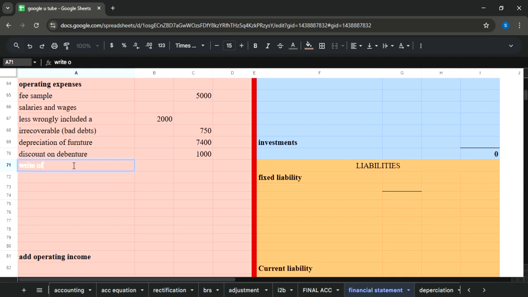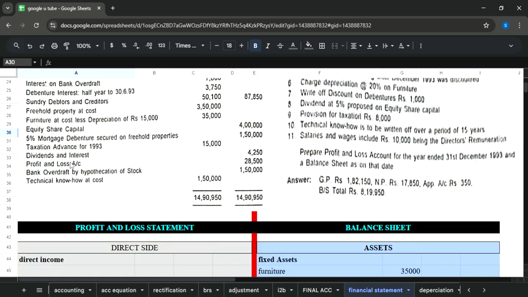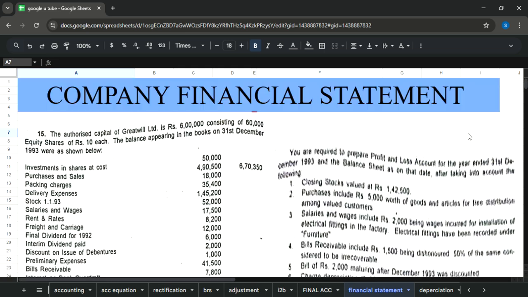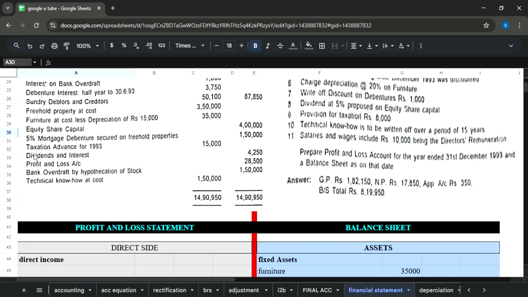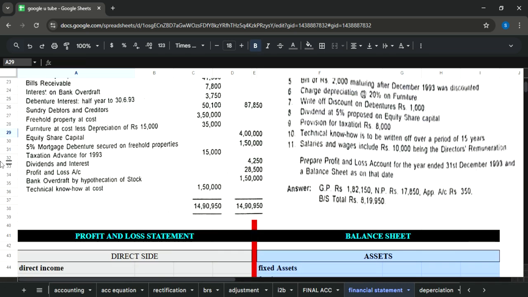So mention write-off technical know-how and here discount on debenture we may write off as well. So now there is a debate about how much amount we will be writing. It is said to write off over a period of 15 years. Look at here, we are related with only 1 year. And technical know-how is mentioned over here. Total amount is 150,000.